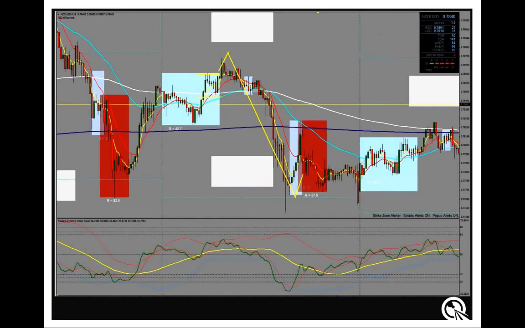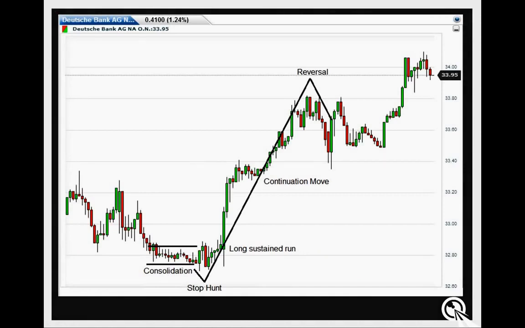Let's take a look at another example. Here's the consolidation phase, the stop hunt, the long sustained run, the reversal. Now remember, we set our strike zones here at the stop hunt and here at the reversal point. Next we're going to take a look at a chart from the stock market once again, Deutsche Bank. Here's the consolidation phase. The stop hunt is shallow. Long sustained run, reversal with an opportunity right here in the middle this time for the continuation of the move.